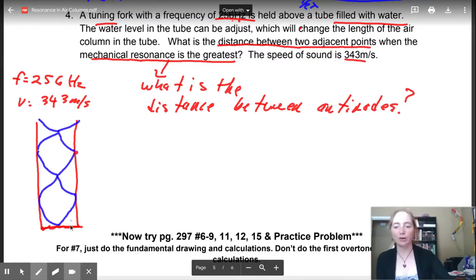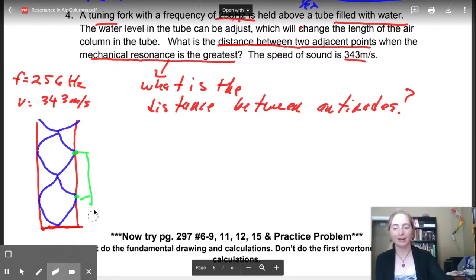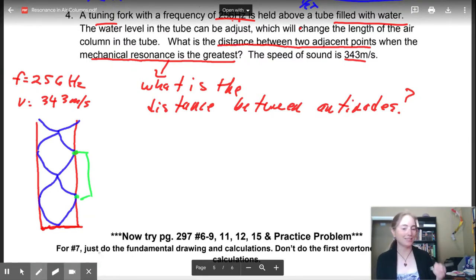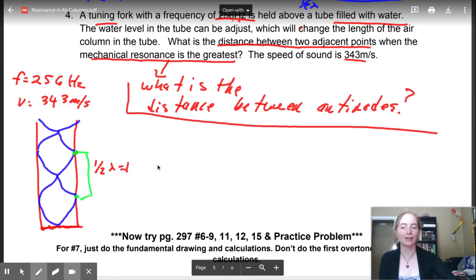An antinode is here. Let's switch to green so it's easier to see. We have an antinode here and an antinode here. So the question is essentially asking, what is the distance between two antinodes? What proportion of a wavelength is between two antinodes? Half a wavelength, remembering that from earlier. So, ladies and gentlemen, we are trying to figure out what half a wavelength is. The distance that we are trying to calculate here is equal to half a wavelength.